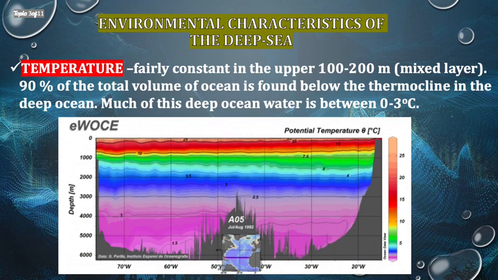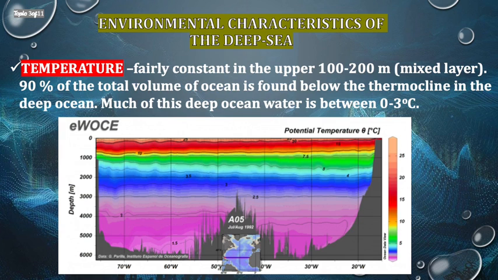Okay, so the 5th environmental characteristic in the deep sea environment is the temperature. In the upper 100 to 200 meters depth of the ocean, or what they call the mixed layer, the temperature is pretty much constant. And then suddenly there is a rapid decline in temperature with increase in depth. This is what we call the thermocline. About 90% of the total volume of the ocean is actually found below the thermocline, and from there the average temperature is between 0 to 3 degrees Celsius.